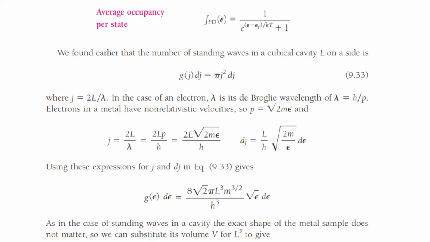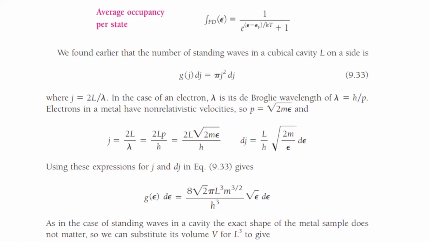If we remember our Fermi-Dirac distribution function, which I know you are very well aware of, then the average occupancy per state, I'm using the distribution function directly as the first equation in my slide. Please look at the first equation on the slide. Average occupancy per state. What have we used? We have used the Fermi-Dirac distribution function.